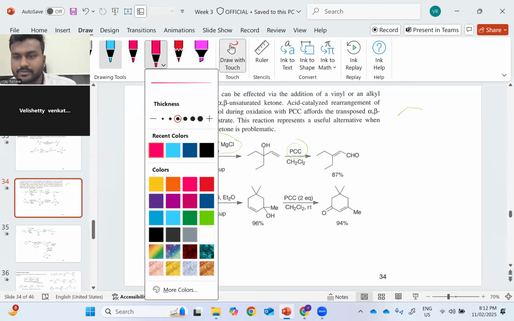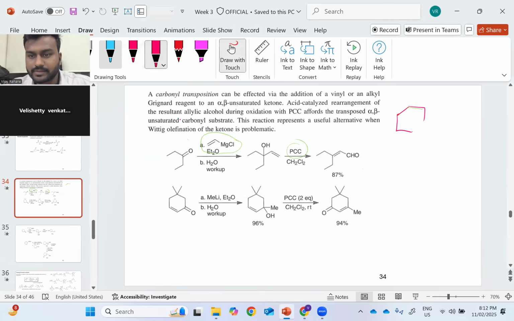So we have seen this one example, right? Let's take here, let's say we have this case and we use the PCC. What happens in the tertiary alcohol with the double bond? When you use the PCC, the double bond moves to here and the carbon-carbon goes to here.